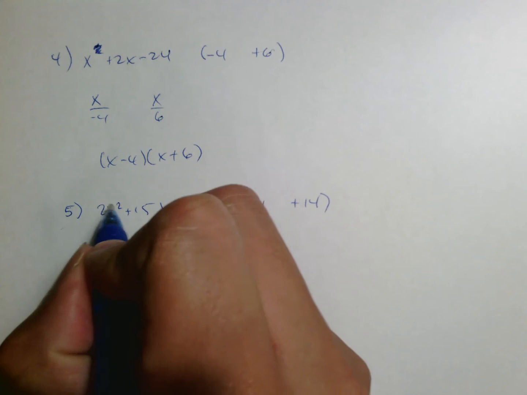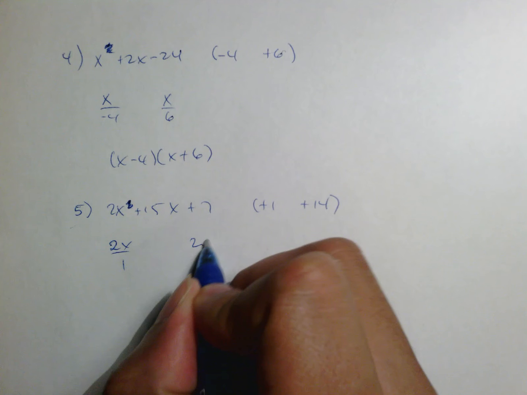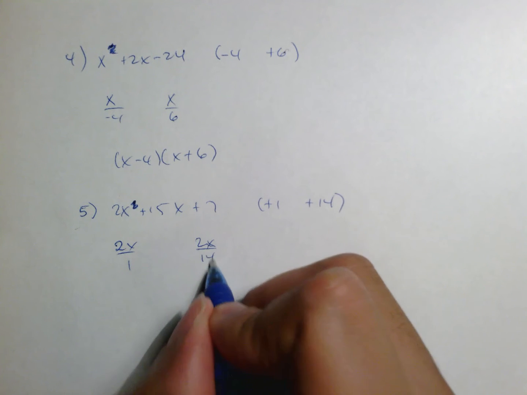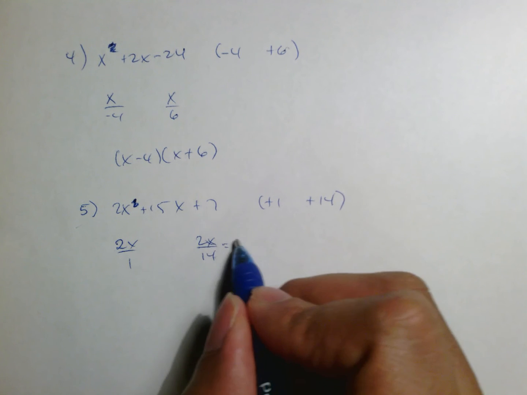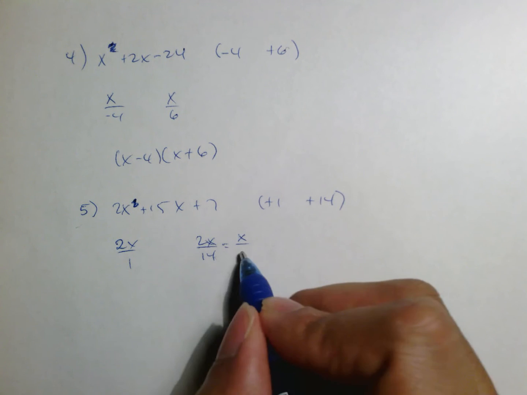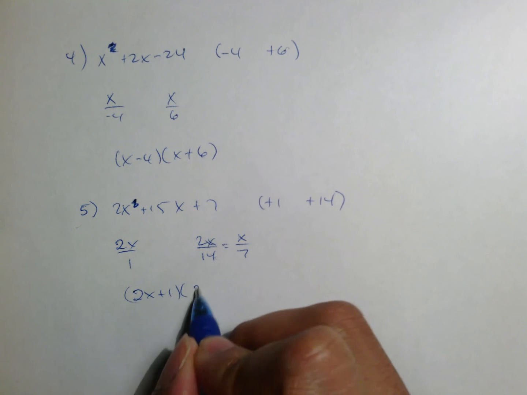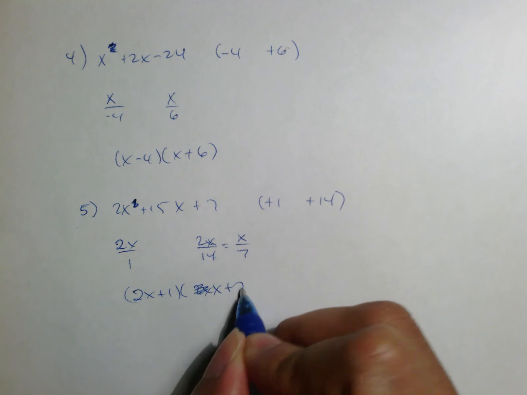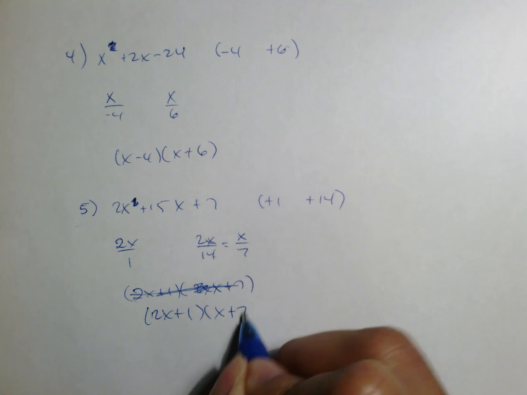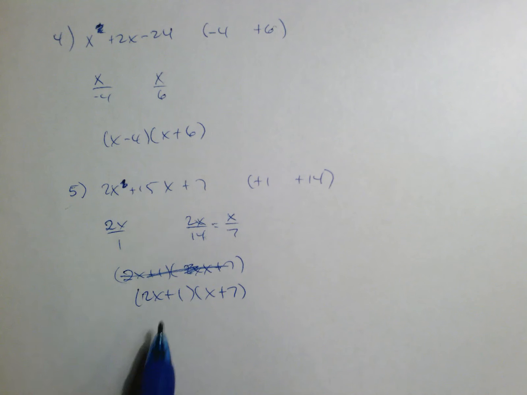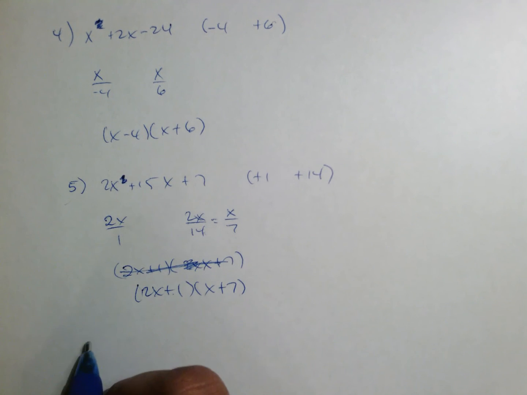But what you should do is ignore the squared. 2x goes over 1. 2x also goes over 14. This is reduced. Both of these can be divided by 2, and so you end up with 1x. Again, don't write the 1 over 7. This ends up being 2x plus 1. This ends up being x plus 7. Let me write that better. And in the end, 2x times x is 2x squared. 1 times 7, positive 7, so you know you did it right.